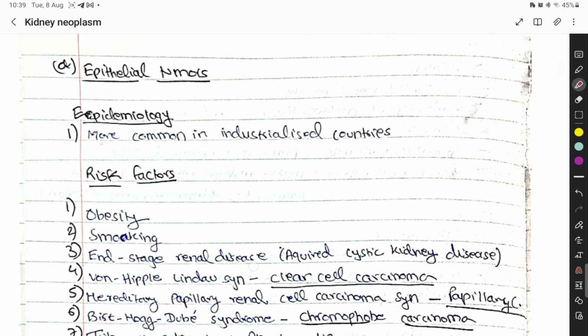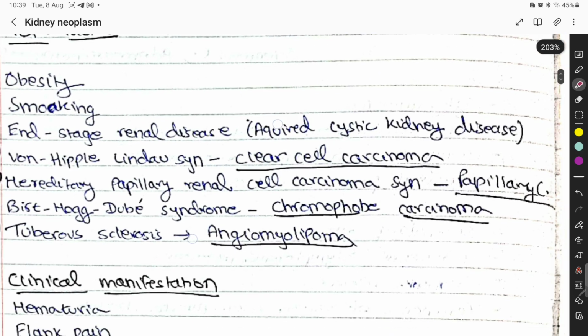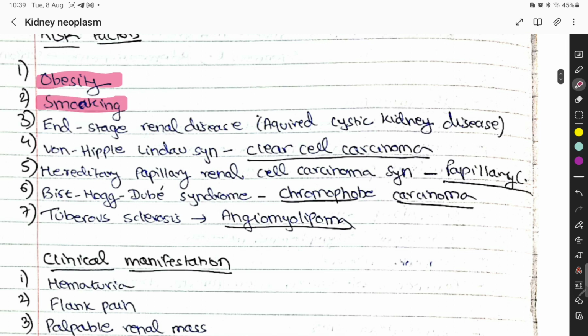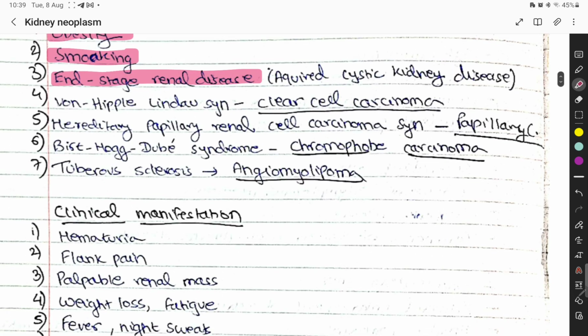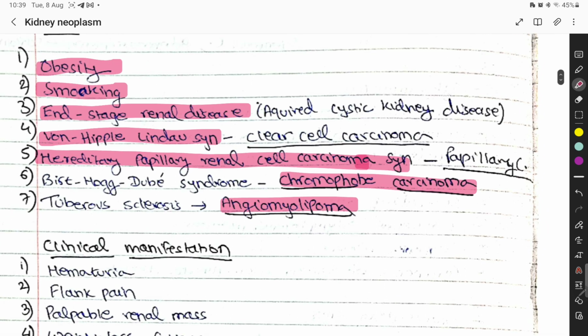Epithelial tumors of the kidney are more common in industrialized countries. Risk factors of epithelial tumors of the kidney are obesity, smoking, end-stage renal disease, acquired cystic kidney disease, von Hippel-Lindau syndrome, which causes clear cell carcinoma. Hereditary papillary renal cell carcinoma syndrome causes papillary carcinoma. Birt-Hogg-Dubé syndrome causes chromophobe carcinoma, and tuberous sclerosis causes angiomyolipoma. This is very important. These are the genetic mutations that are causing these carcinomas.